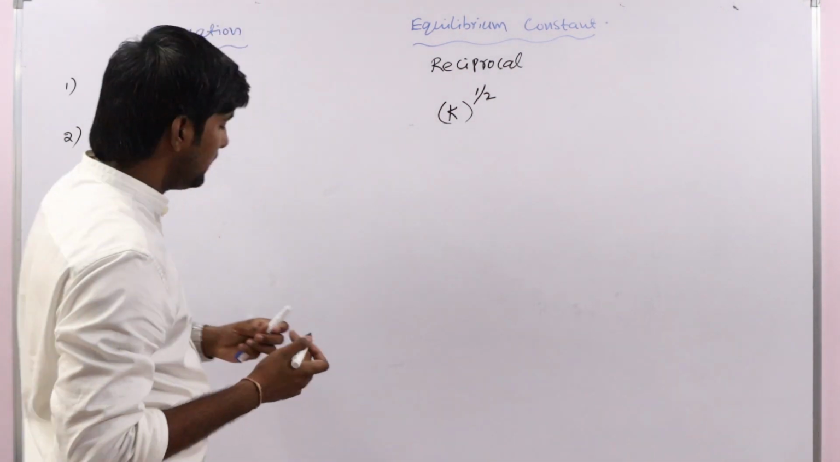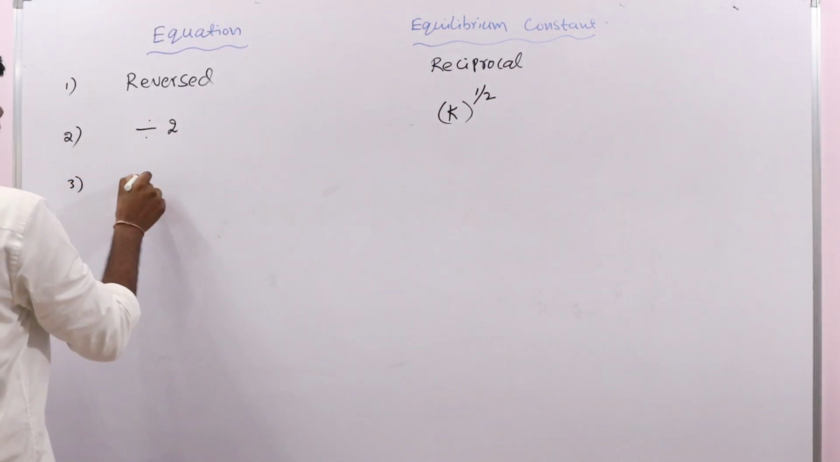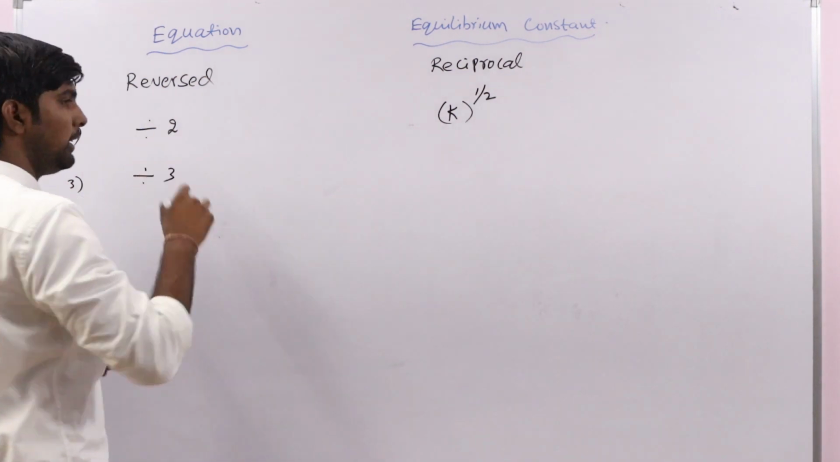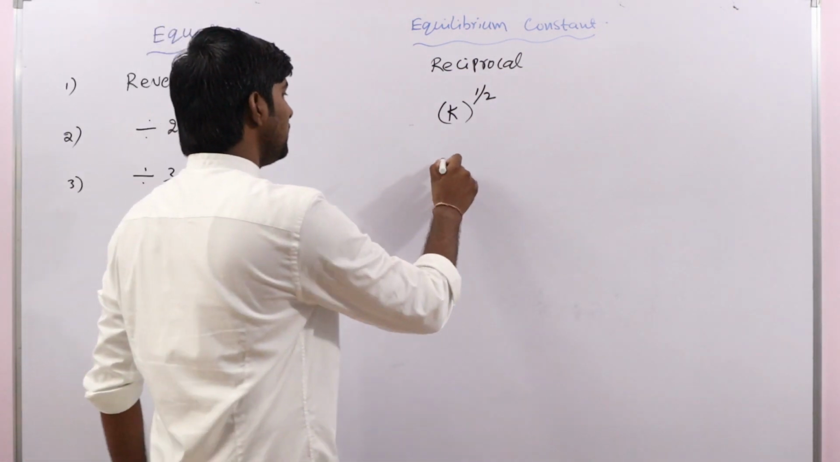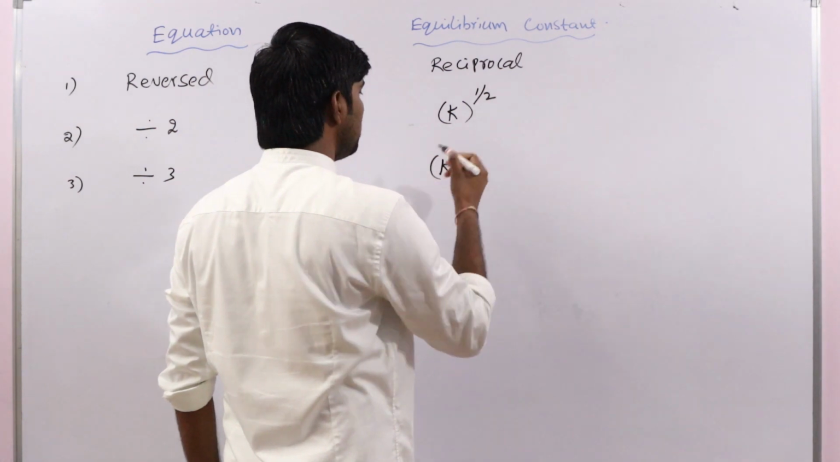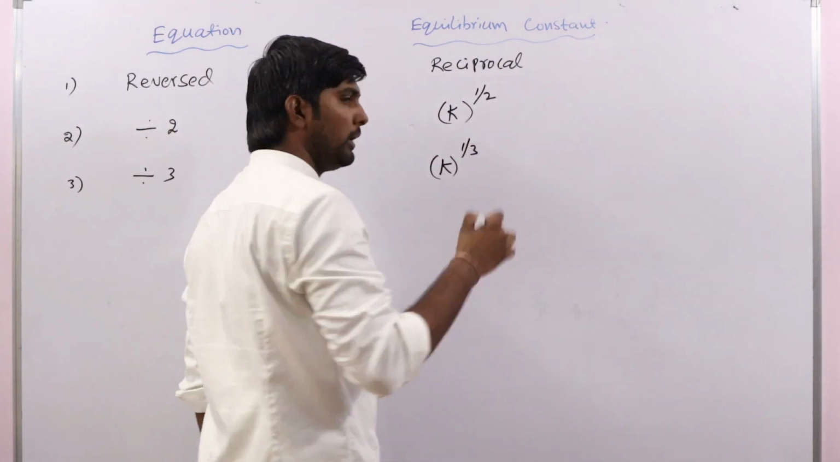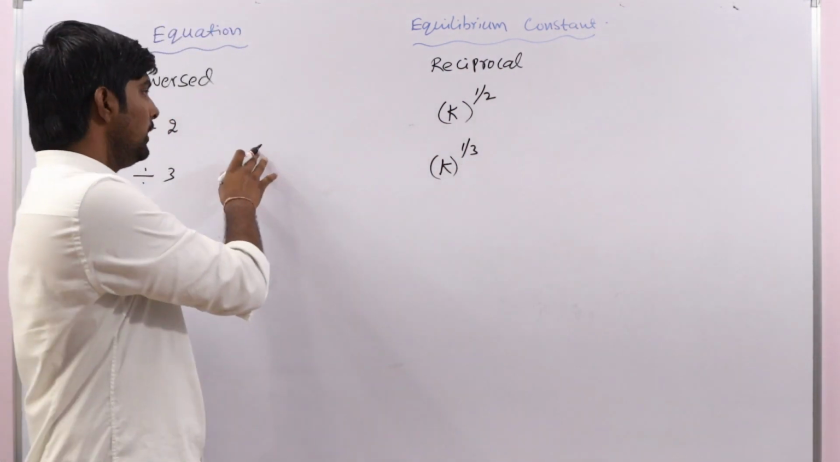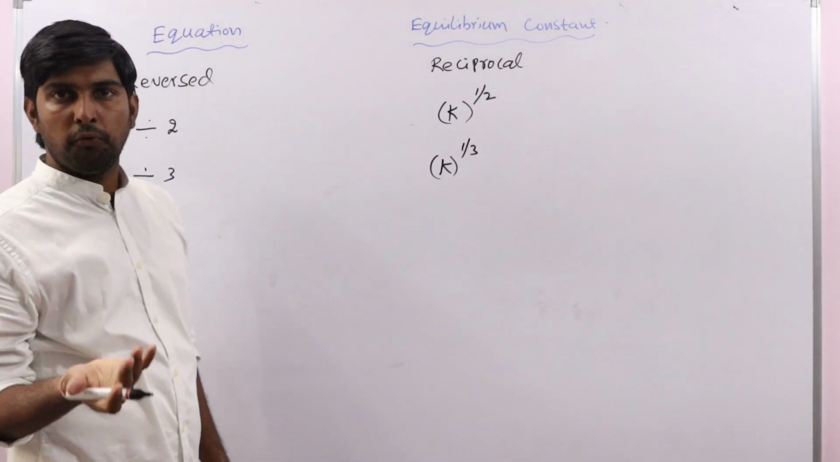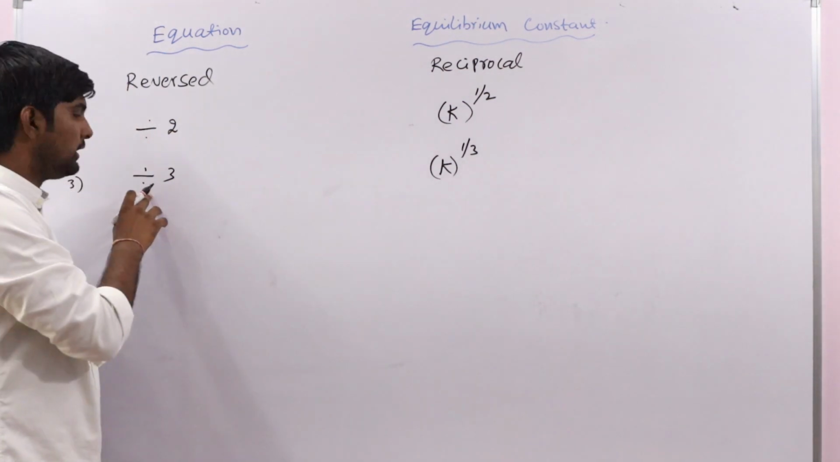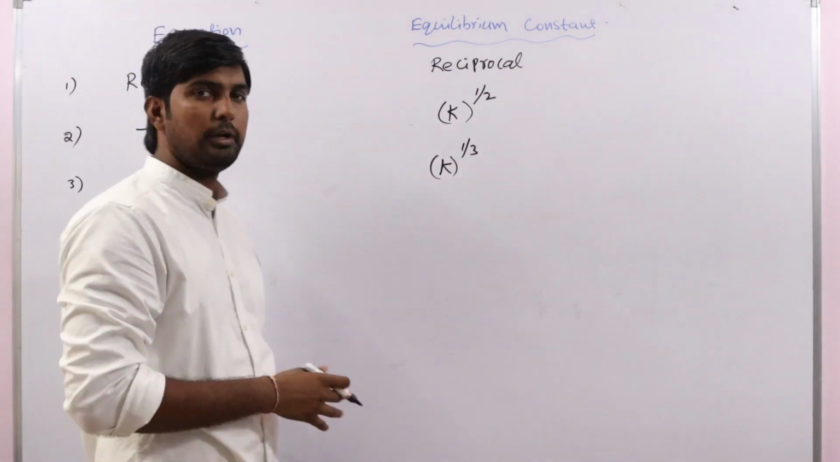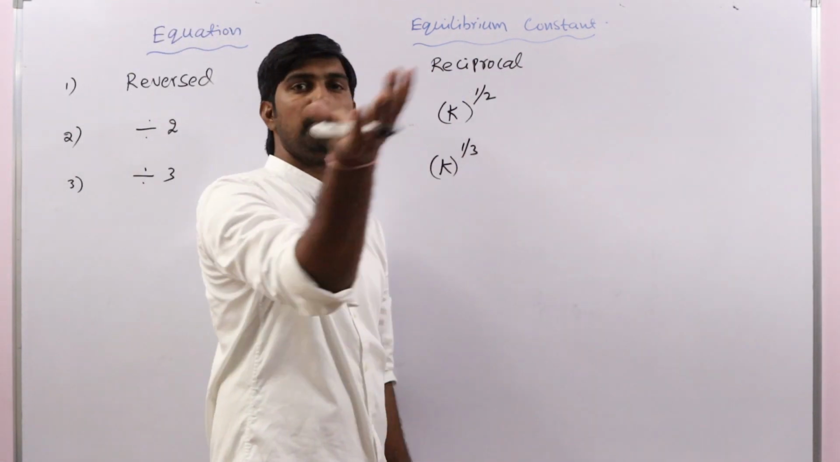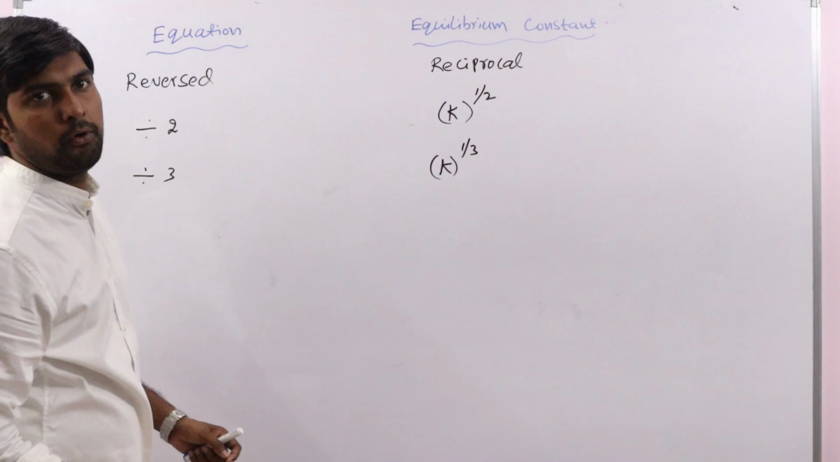Next, suppose a reaction is divided by 3, then the new equilibrium constant equals the old equilibrium constant whole power 1 by 3. So if K equals 4, then after dividing the equation by 3, the new equilibrium constant will be 4 power 1 by 3, the cube root of 4.